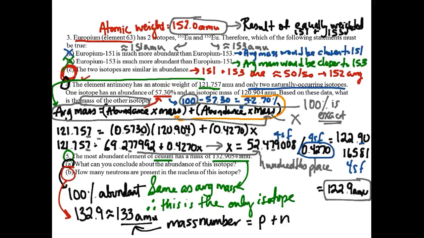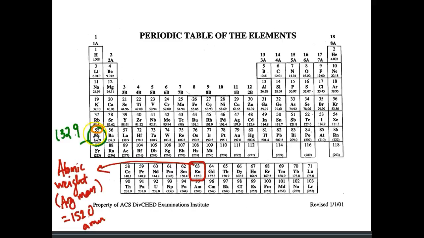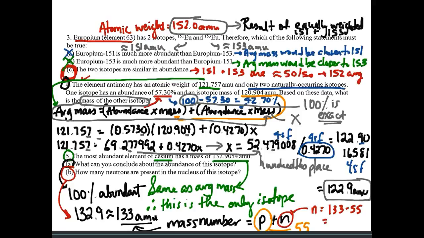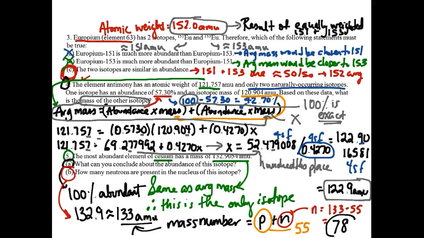All we have to do is subtract away the number of protons, and we will have the number of neutrons. So we'll go back to the table, and we'll look at the number of protons. That's here, 55. 55 protons. And then we'll come back and we'll subtract that number from 133. 133 minus 55 is 78. 78 neutrons is my answer.